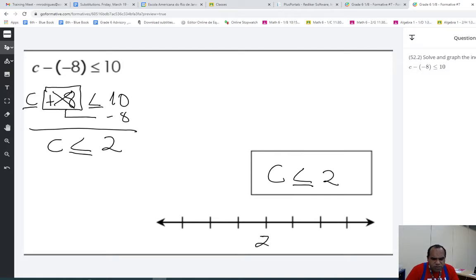Here's my number 2. Circle, open or closed? I have a dash. Closed circle. Okay, guys, I think I understand. This is a closed circle. Okay, where is my arrow? Less than, so to the left. Nice. Less than here. Great. And we finish this one.